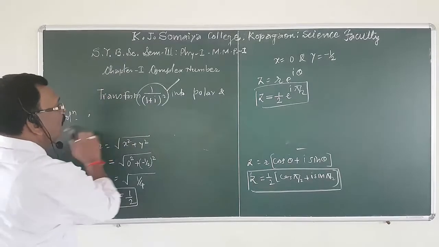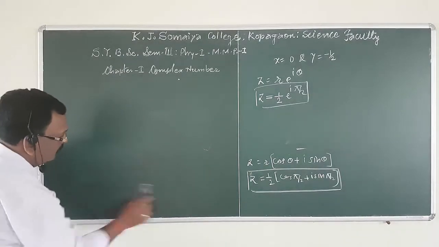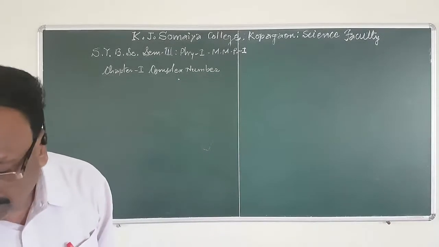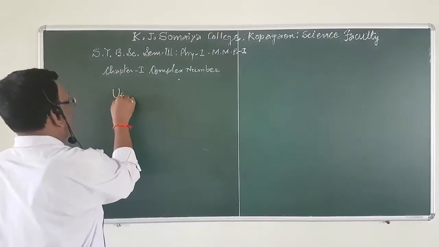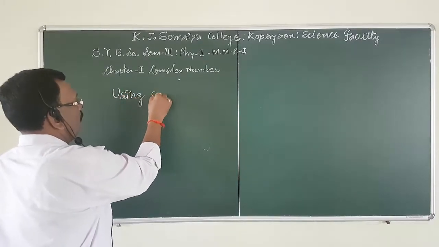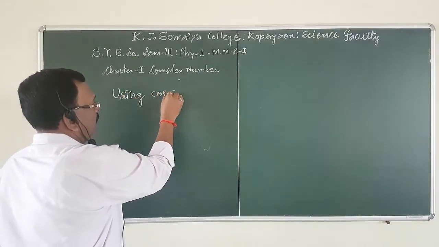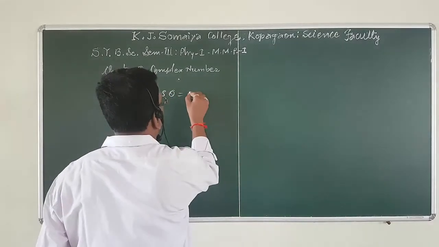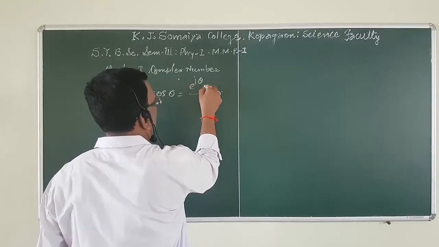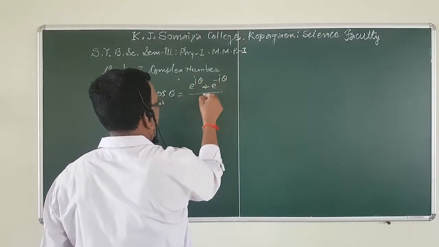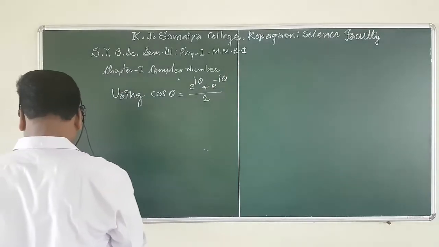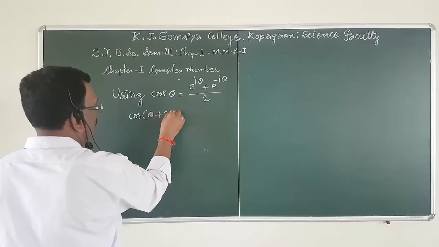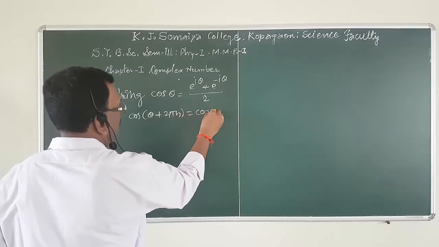Okay. Let us see another problem. Using cos theta is equal to e raised to i theta plus e raised to minus i theta upon 2, show that cos (theta plus 2 pi n) is equal to cos theta.